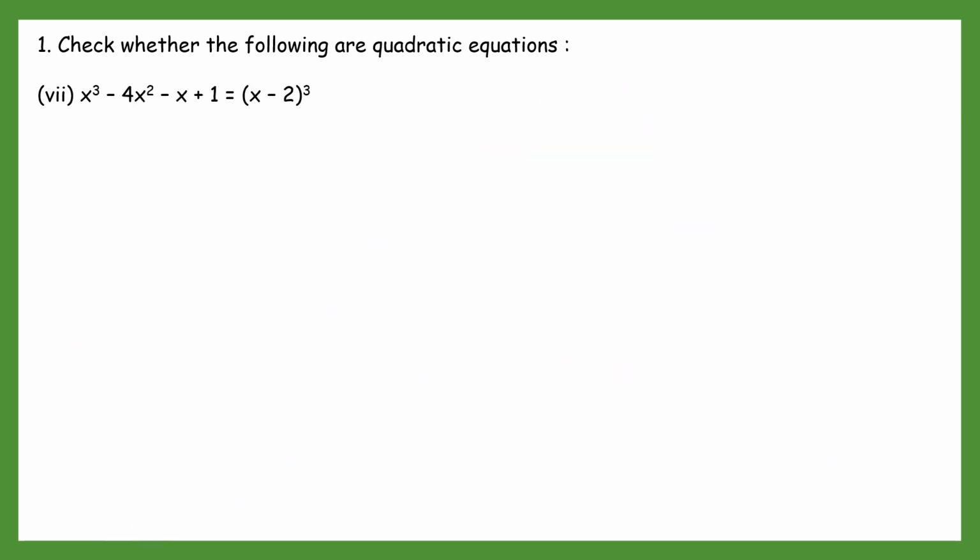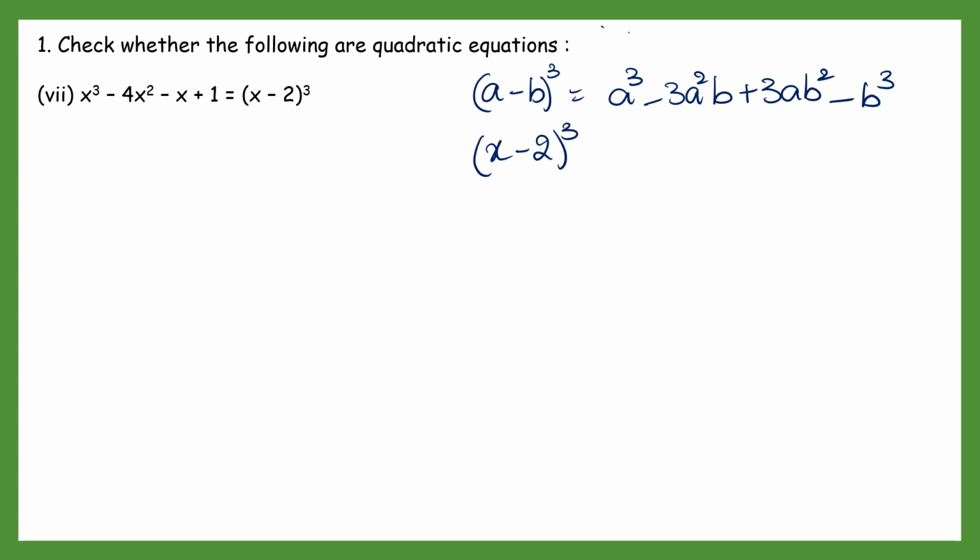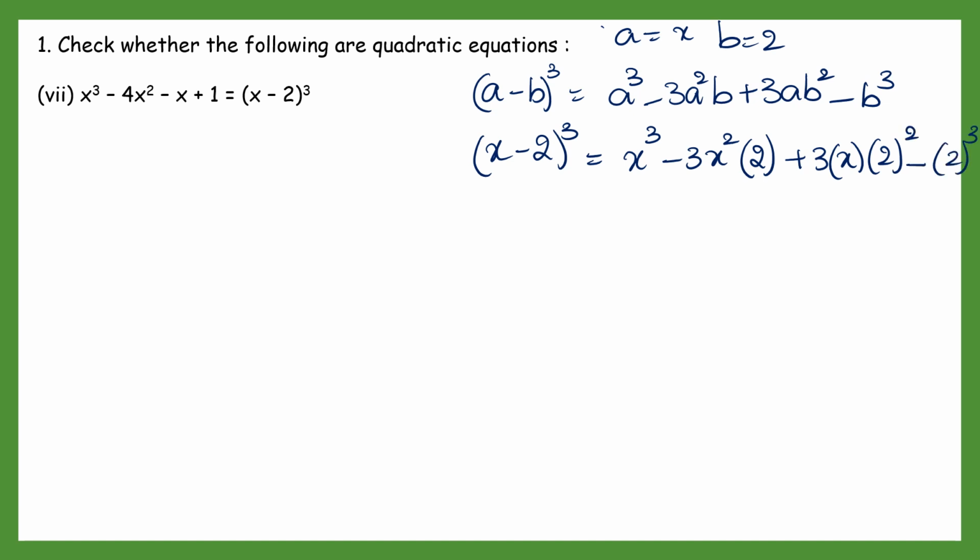Next question. x cube minus 4x square minus x plus 1 is equal to x minus 2 whole cube. So a minus b whole cube is what? a cube minus 3a square b plus 3ab square minus b cube. Here the question given is x minus 2 whole cube. That means a is equal to x, b is equal to 2. Let's solve this first. a cube is x cube, minus 3a square, that means x square, b is 2, plus 3ab square, x, b square is 2 square, minus b cube means 2 cube.